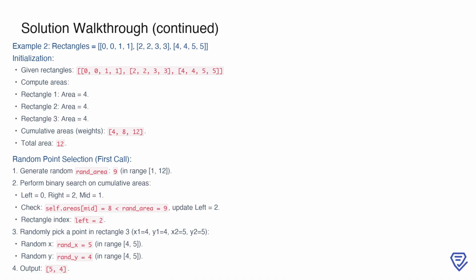Starting with left at 0 and right at 2, the midpoint is 1. The cumulative area at index 1 is 8, which is less than 9, so we update left to 2. This means rectangle 3 is selected.